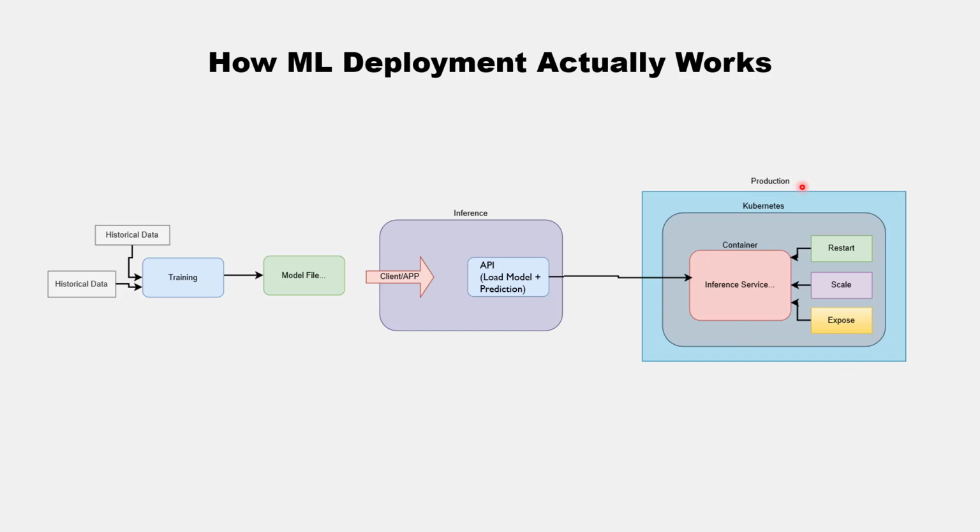Now let's look at the full picture. Historical data is used for training. Training produces a model file. The model is served through the API, and the API runs inside the container. And Kubernetes runs it and exposes it to the user. And here, each step exists to solve a different problem. Now when you see commands like docker build and kubectl apply, you will understand why those steps exist, not just how to run them.